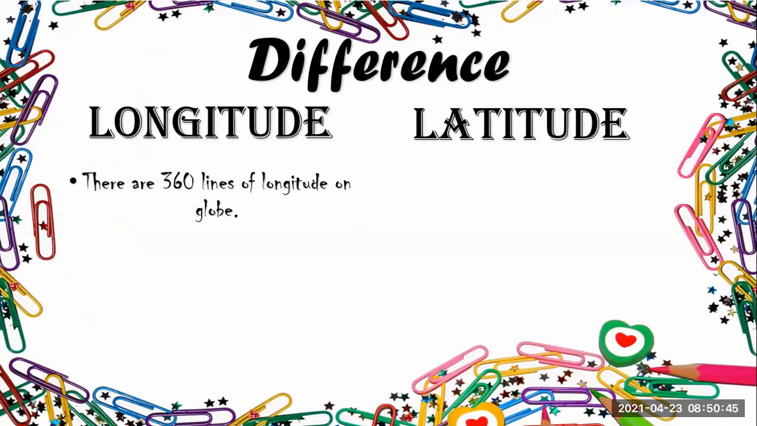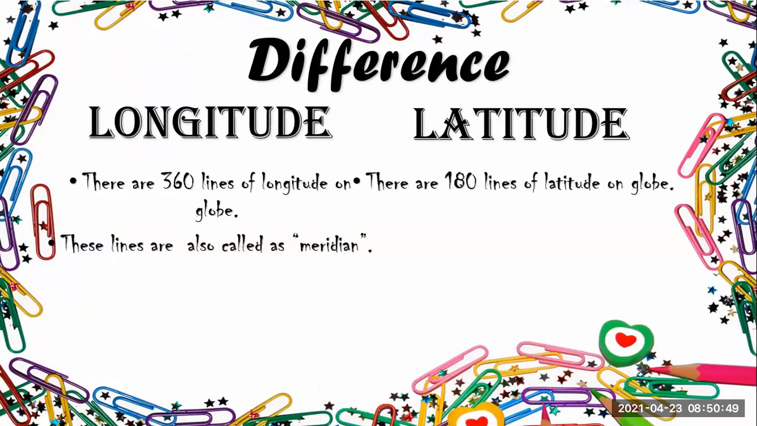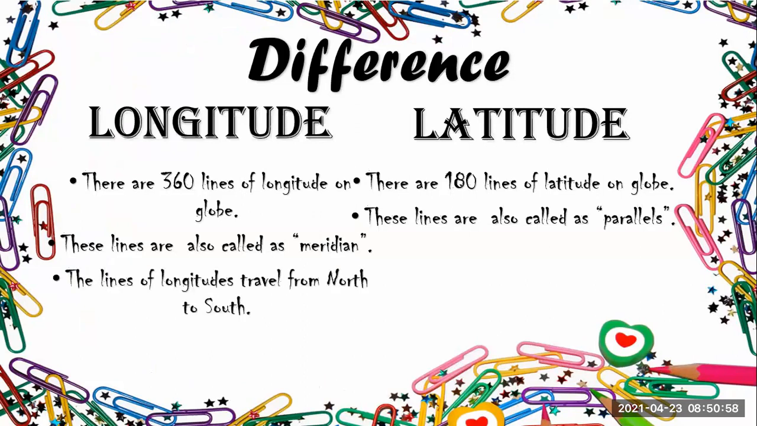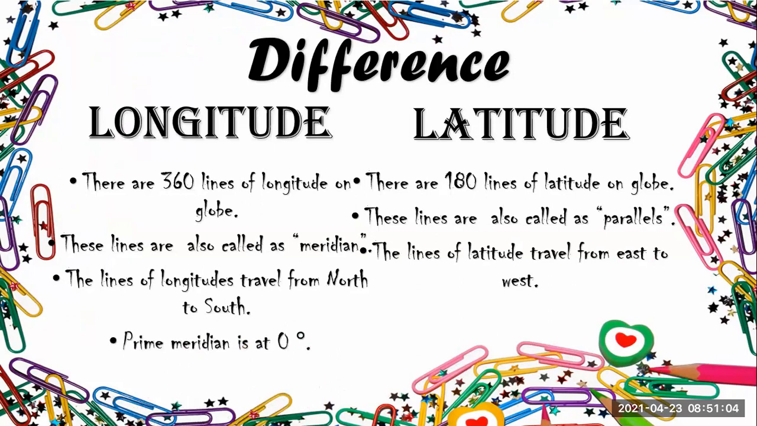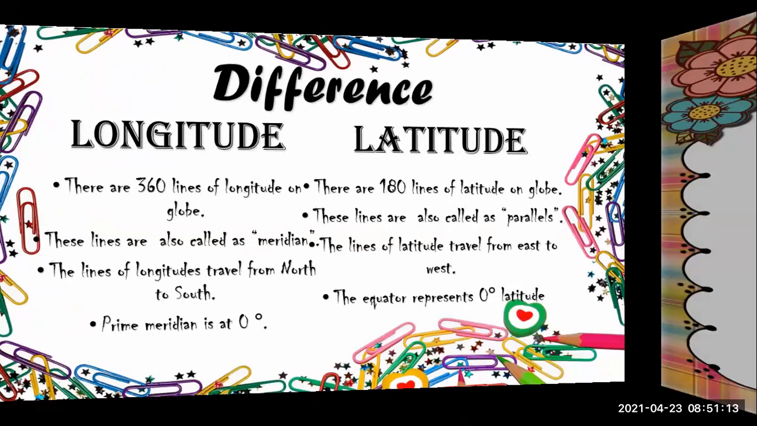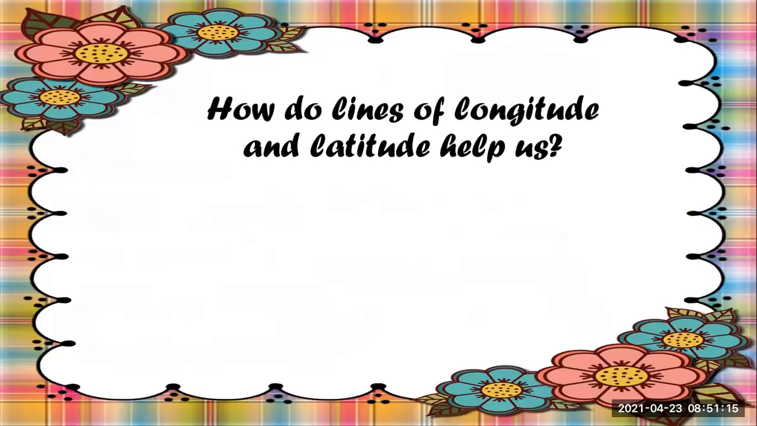Difference: lines of longitude are 360 in number, they are called meridians, while lines of latitude are 180 in number. They are called parallels. See, meridians and parallels. The lines of longitude travel from north to south, the lines of latitude travel from east to west. Prime meridian is at 0 degree, equator is at 0 degree. Okay, so this is so simple. Just vertical and horizontal differences are there.